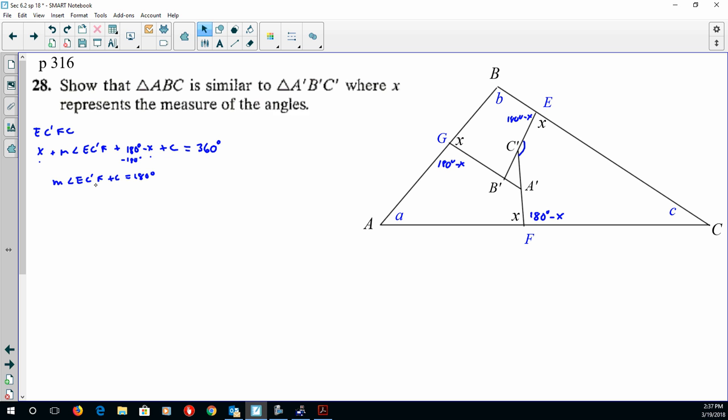So okay, this is 180 degrees minus C. So what's that measure? That's 180 minus C. So this is enough to tell us that the measure of angle B prime, C prime, A prime is little c. It's this guy.